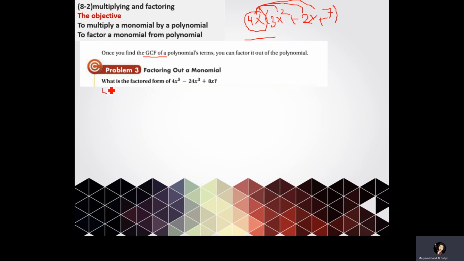So 4x to the power 5. I can easily factor 4 because I know it's 2 times 2, and these are prime numbers. Then I will repeat x 5 times: x times x times x, which is 5 times. Okay, so negative 24x to the power 3. Now I will factor 24. If you don't know the factorization, just take it in a corner.